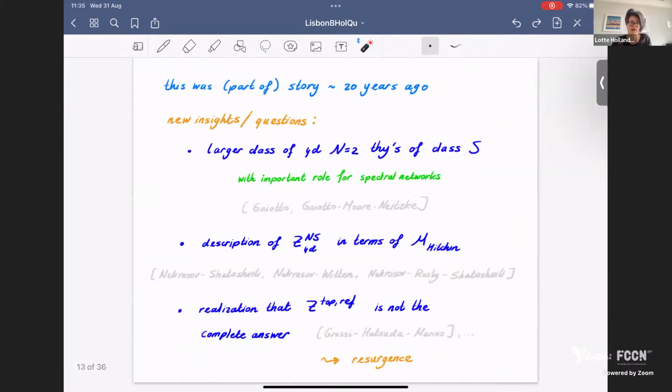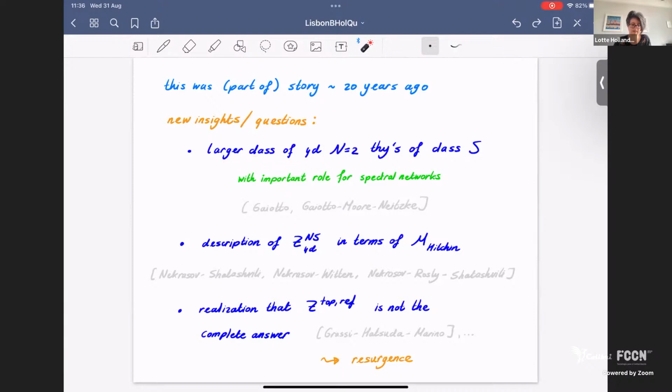Right, so this is all very well known. It's basically the story as it was about 20 years ago. But in the last couple of years, various new insights have been obtained, and new questions have been posed.